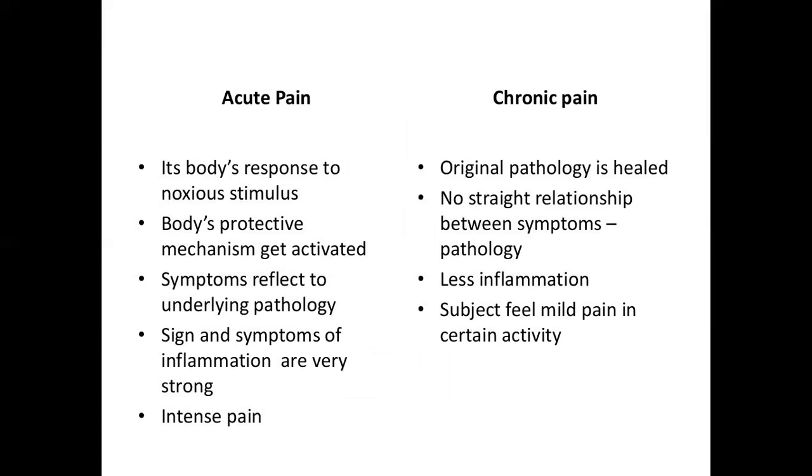Acute pain versus chronic pain. Acute pain is the body's response to noxious stimuli, and the body's protective mechanism gets activated. Symptoms reflect the underlying pathology. Signs and symptoms of inflammation are very strong, with intense pain. In chronic pain, the original pathology is healed. There is no straight relationship between symptoms and pathology.